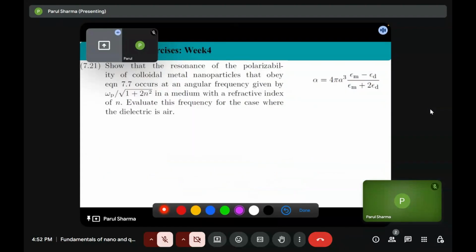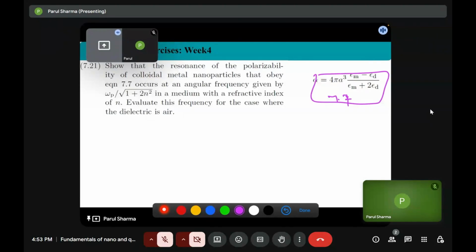So the question is saying: show that the resonance of the collapsibility of metal nanoparticles, given by equation 7.7, occurs at an angular frequency given by omega p upon the square root of 1 plus 2n squared, in a medium with a refractive index n.